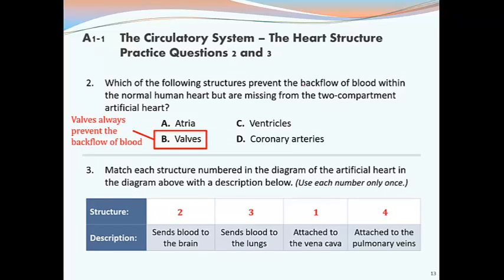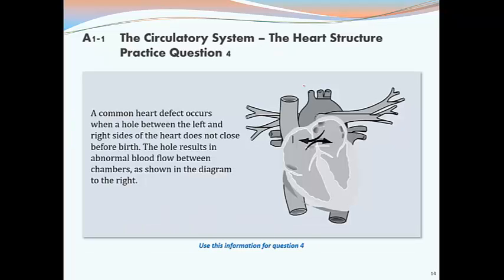2314 is your answer to that question. A common heart defect occurs when a hole between the left and the right side of the heart, remember that's the septum, right? The septum is what separates the right and the left hand side of the heart, and this hole results in an abnormal flow between chambers as shown in the diagram to the right.